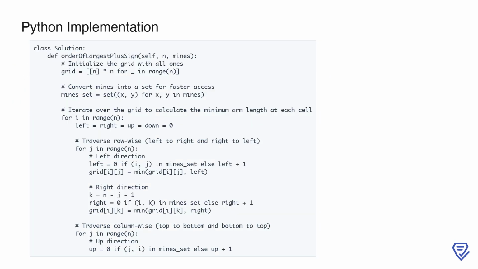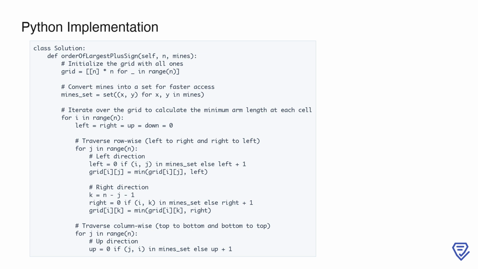To solve the largest plus sign problem, we start by defining a class called Solution and the method orderOfLargestPlusSign. The goal here is to calculate the size of the largest plus sign that can be formed in a grid, taking into account cells that are marked as mines. First, we initialize the grid with all ones, where each cell represents the maximum potential arm length of a plus sign at that location. The size of the grid is determined by the input parameter n.